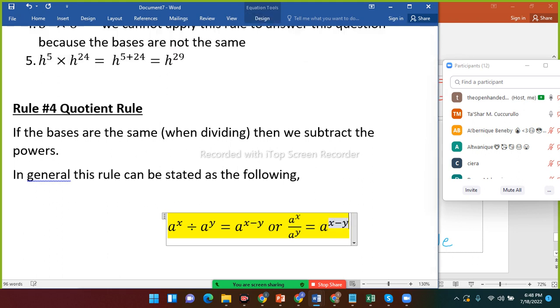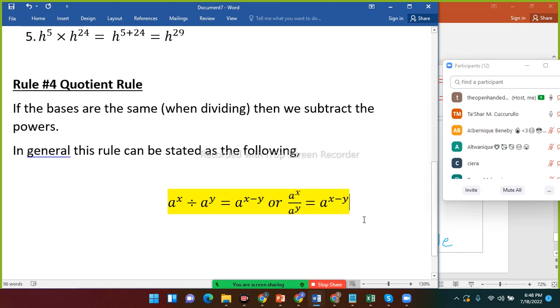X minus y. Alright, so that's essentially what this rule says. If the bases are the same when dividing, then we subtract the powers. So a to the x divided by a to the y is equal to a to the x minus y. And so we're gonna try some examples.